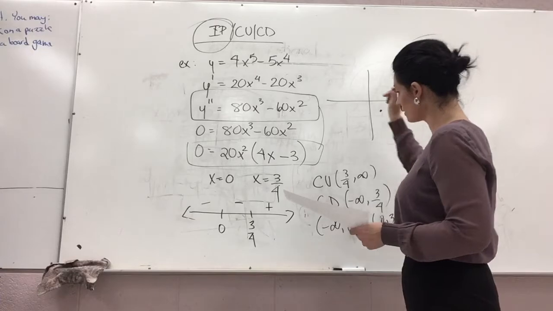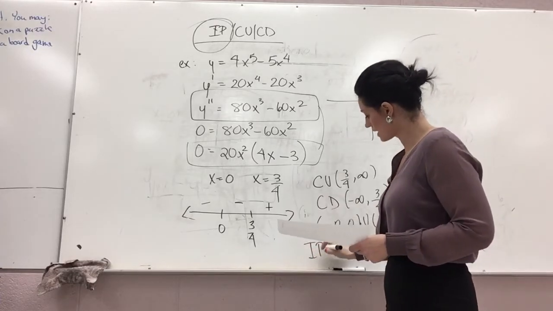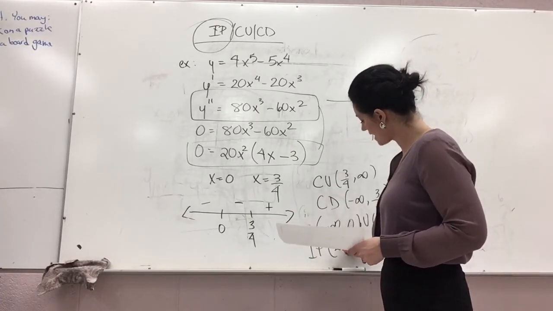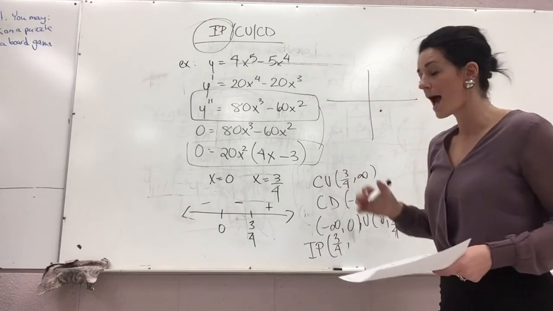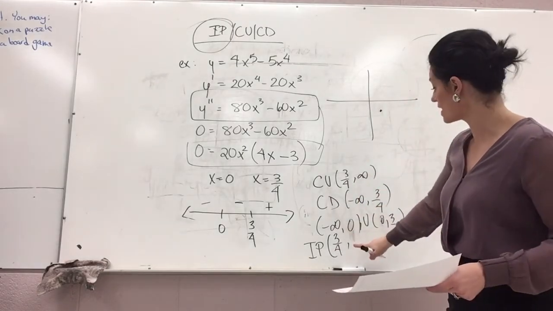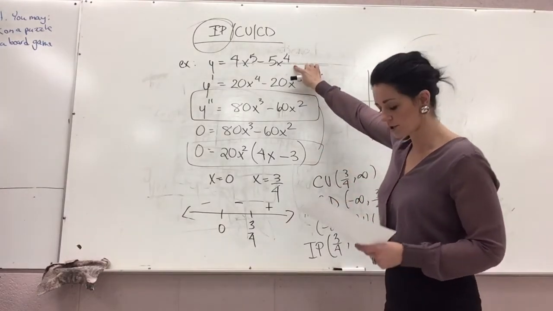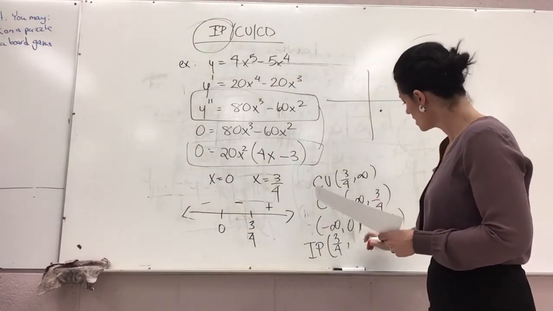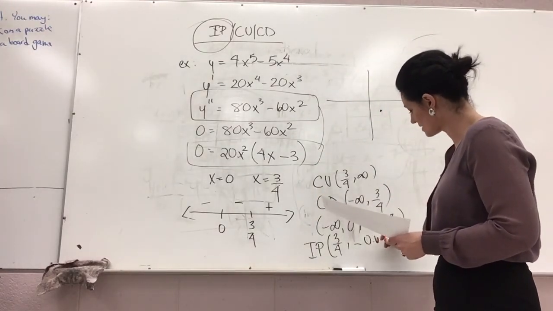So what would this look like graphically when you're drawing something like this? You are going to have an inflection point. That's another thing. To get the inflection point, take the x value of 3/4 and plug it back into the original equation to get the y value. So this one would be -0.63.